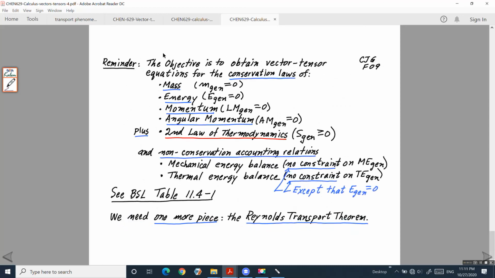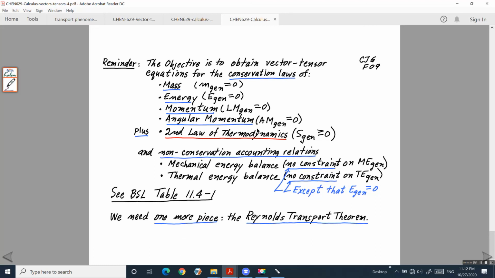Now the objective is to obtain the vector-tensor equations for the conservation laws, where mass generation is equal to 0, energy generation is 0, linear momentum generation is 0, angular momentum generation is 0, plus the second law of thermodynamics, where the generation of entropy is either equal to 0 or greater than 0; it cannot be negative. So these are non-conservative accounting relations, then the mechanical energy balance and thermal energy balance.